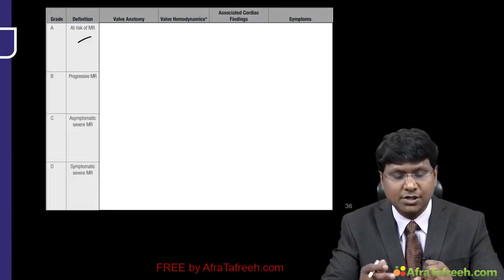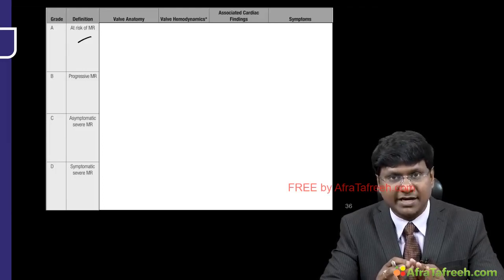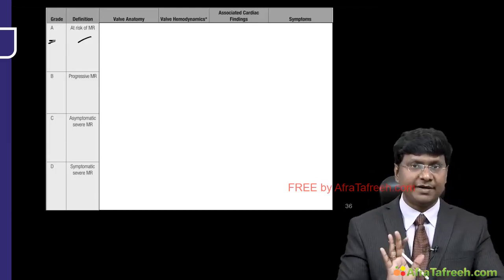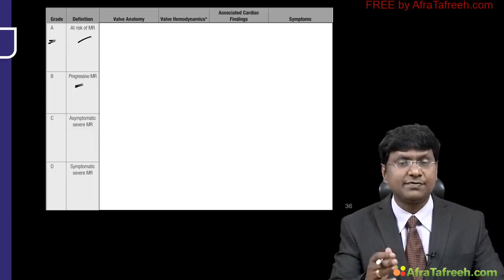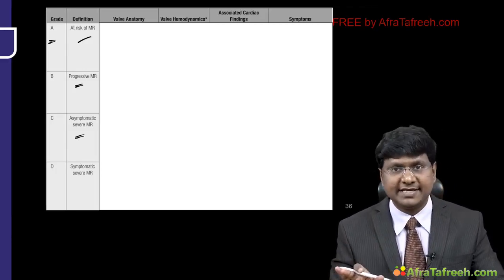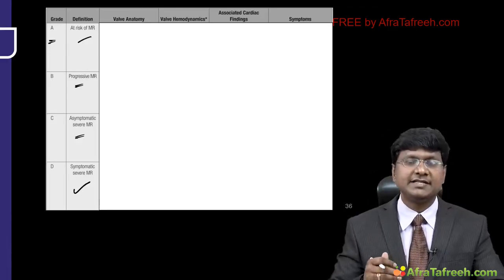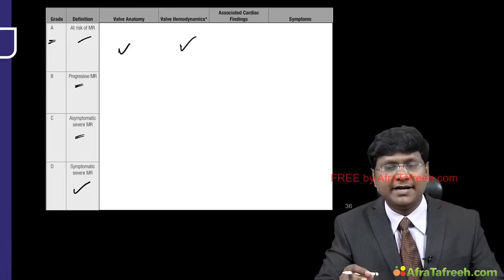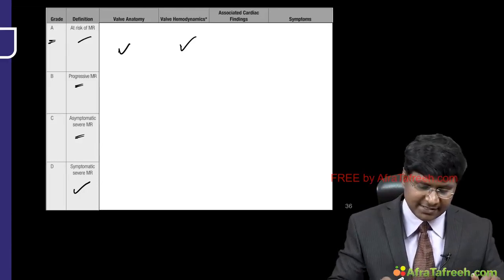Like who are those individuals? Those patients with coronary artery disease, those patients with dilated cardiomyopathy, those patients with atrial fibrillation. So they are classified as grade A, that is at risk of MR. Whereas grade B is like the MR is progressing, that is from mild to moderate or moderate to severe. Then severe MR, but the individual is asymptomatic. Then finally symptomatic severe MR. So this is how we will grade the severity of the MR, and in that we need to check for the valve anatomy as well as the valve hemodynamics, and what will be the changes. Accordingly we will assess the grading.